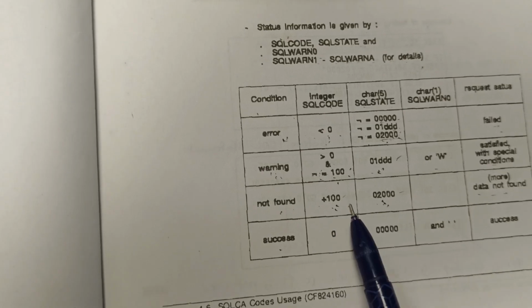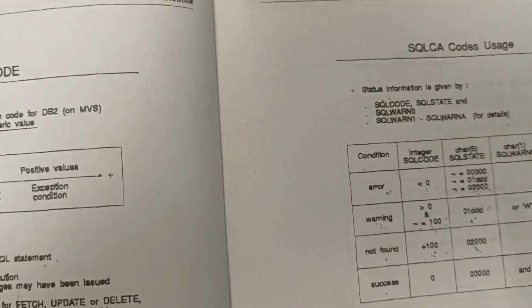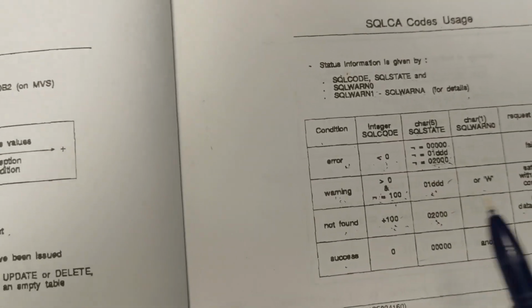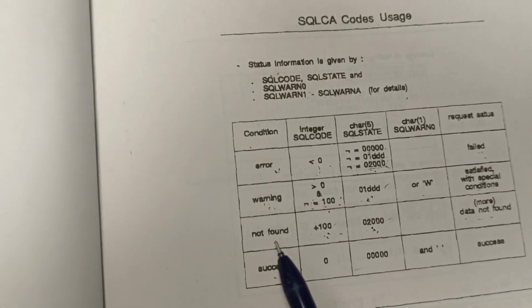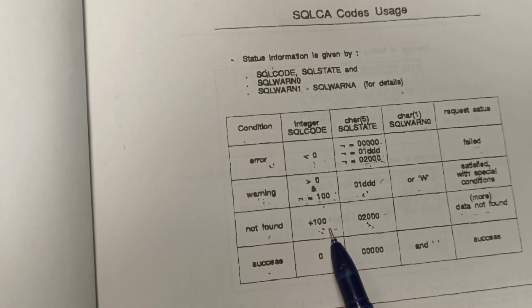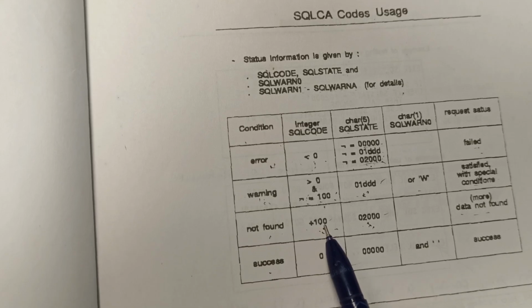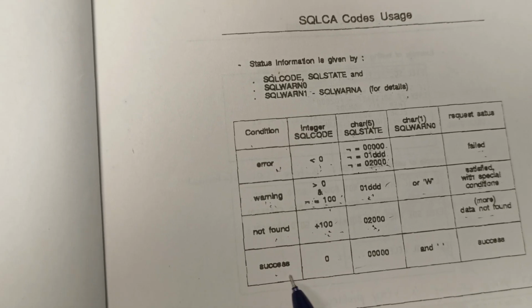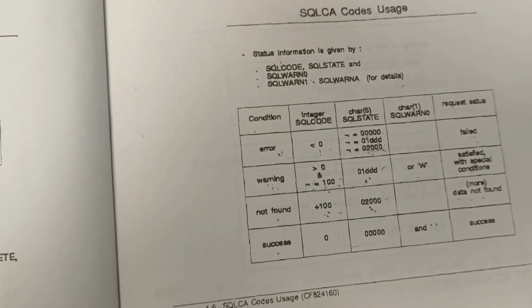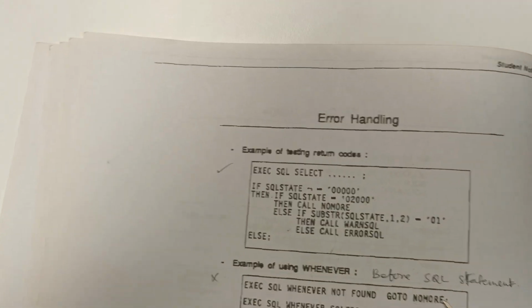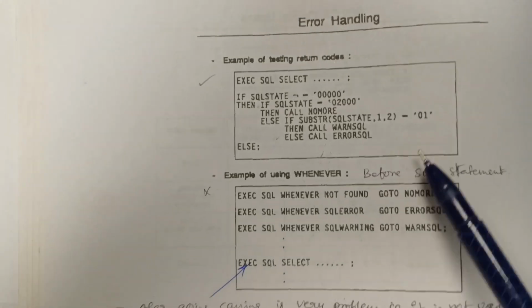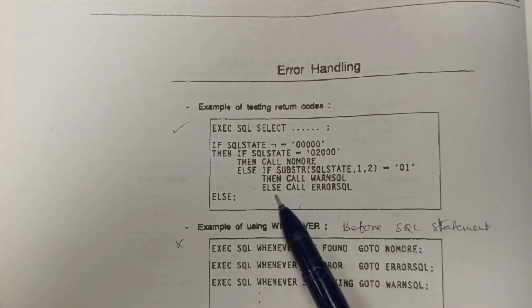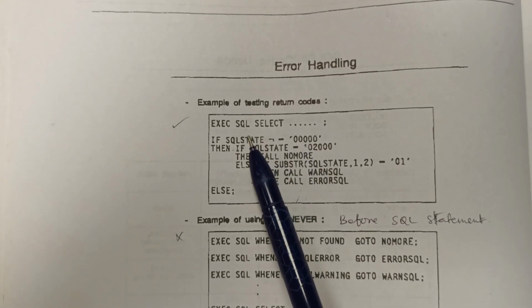If it is 100, then the only positive value of SQL code is 100. All other SQL codes are negative values. So plus 100 is nothing but record not found, and 0 is nothing but success. Till now we have seen how to handle the SQL code. Then we will see some example of how to handle it in the program.